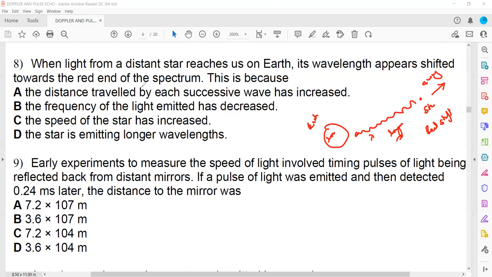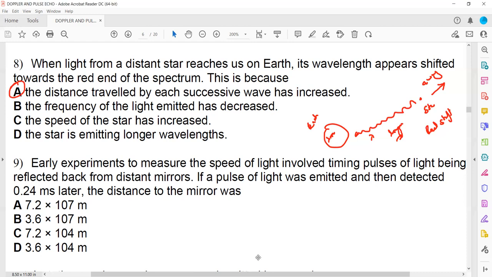So what is the reason? The distance traveled by each successive wave has increased. That's true, because the wavelength has changed, or it has become a longer wavelength. If the wavelength becomes longer, it means the distance traveled by each successive wave has increased. So that is giving an idea. What about the other option?